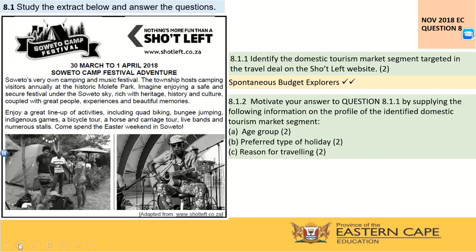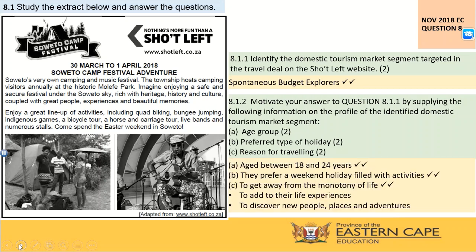But let's take a look at the correct answers, grade 11. Firstly, they are aged between 18 and 24 years, which will give you 2 marks. If we take a look at their preferred type of holiday, you will see that this domestic tourism market segment prefers a weekend holiday that is filled with activities. And thirdly, their reason for traveling. This market segment travels to get away from the monotony of life, to add to their life experiences, and to discover new people, places, and adventures.